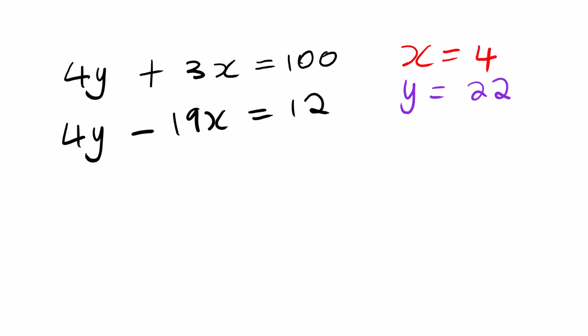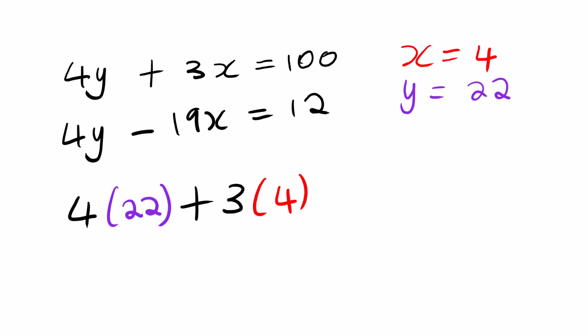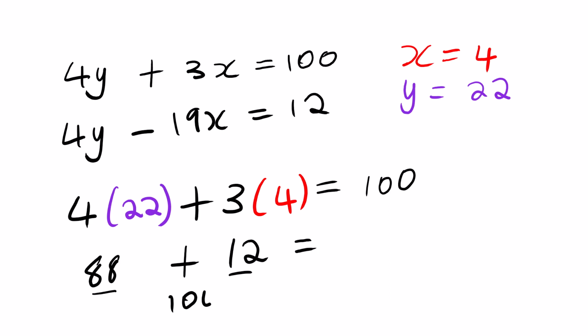Now using the first equation, we have 4, and then we know the value of y. The value of y is 22, plus 3, we know the value of x, which is 4. The answer should be 100. Now 4 multiplied by 22 is 88, plus 3 multiplied by 4 is 12. Now you can see that 88 plus 12 is actually 100, which equals this one. Now it simply means that our solutions are correct.